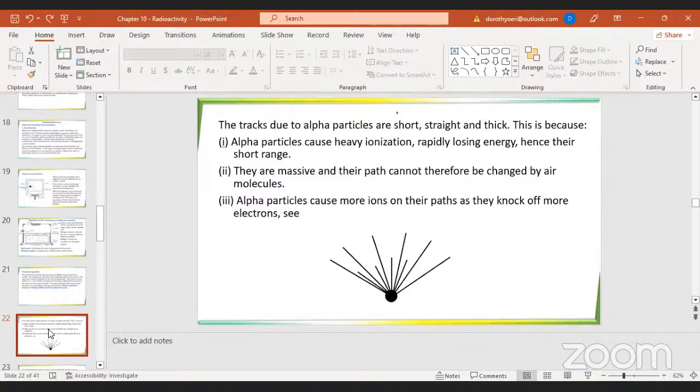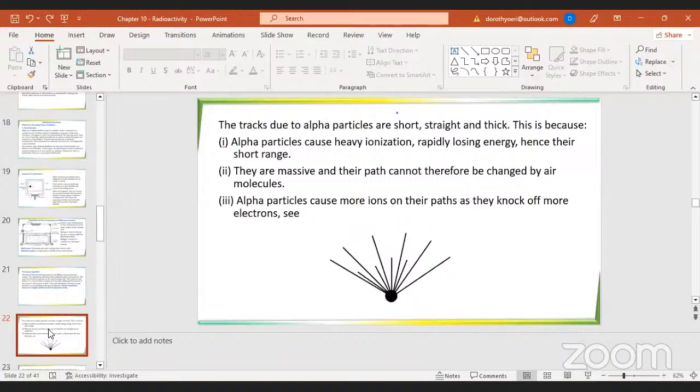The tracks due to alpha particles are short, straight, and thick. Now, why? Remember we said an alpha particle is a helium particle which is heavier. Since it is heavy, because of its size, the ionization effect will be high. That is why the tracks are thick, because of heavy ionization along the path that it is moving.